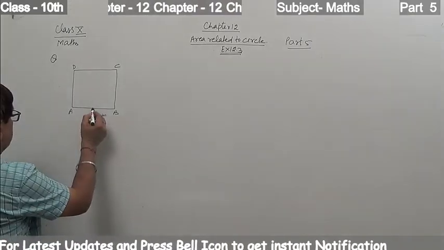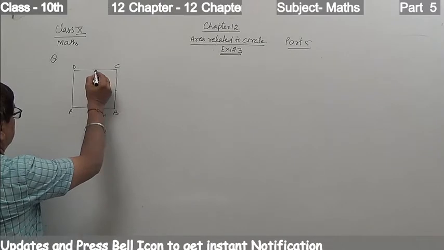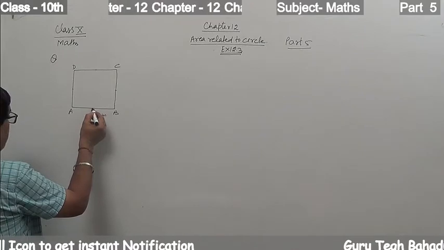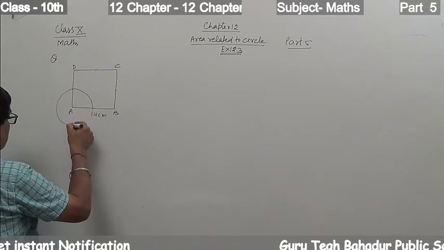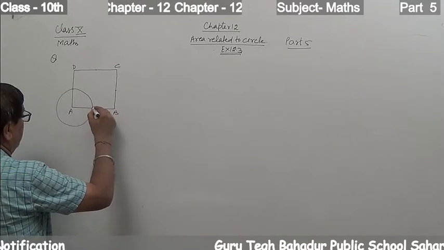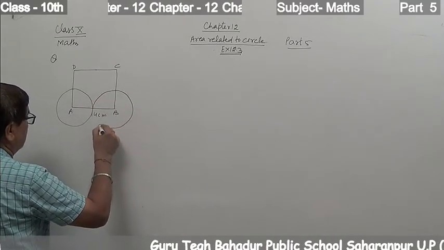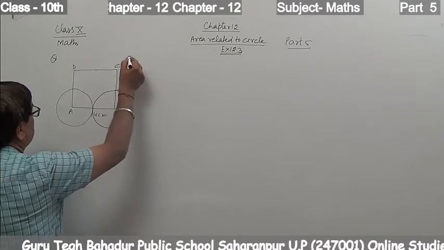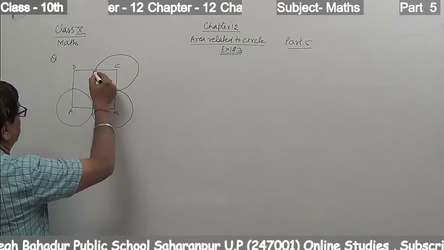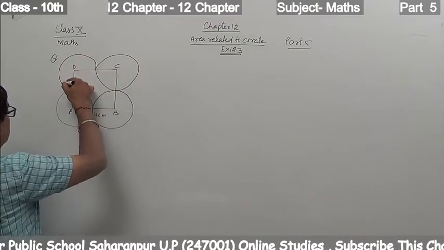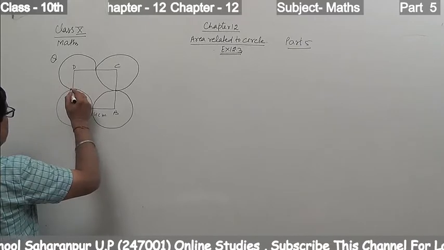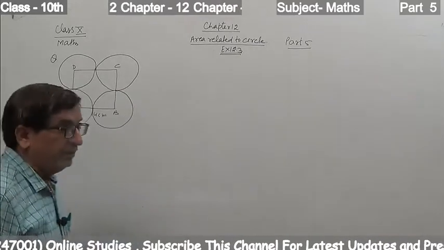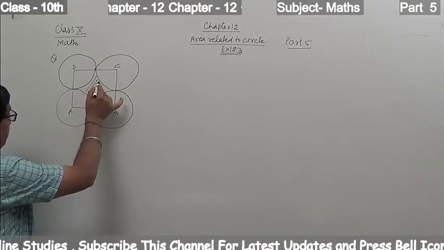So at every midpoint of the sides we draw the circles from A point, then B point, then C point, and then D point. Now find the area of the shaded region. This is the shaded part.